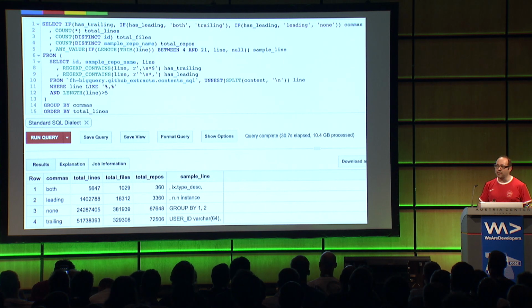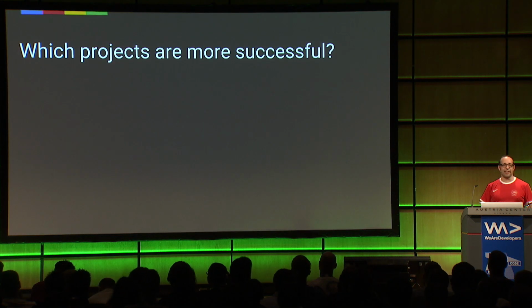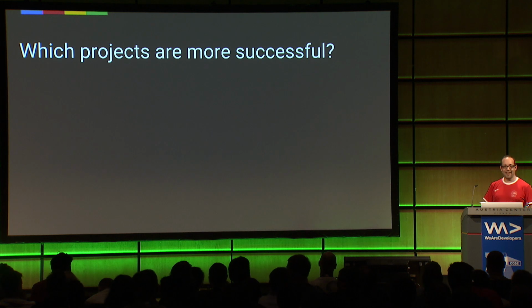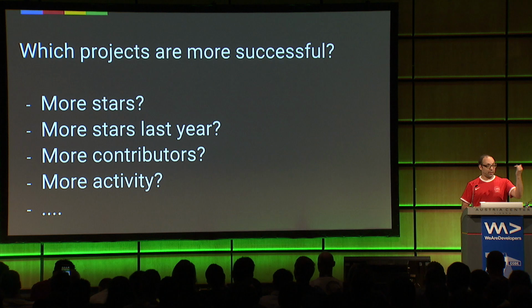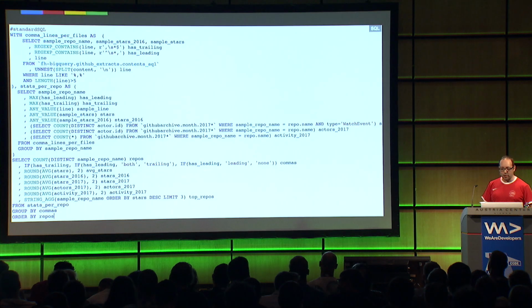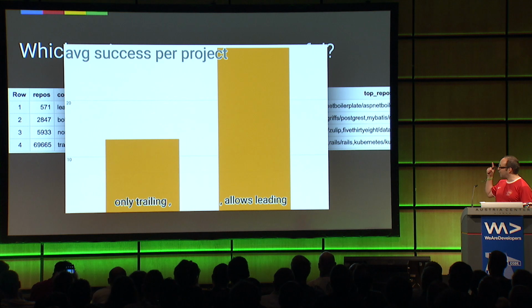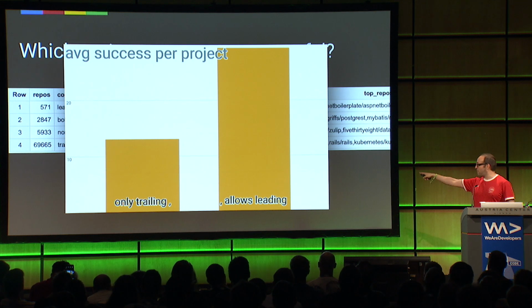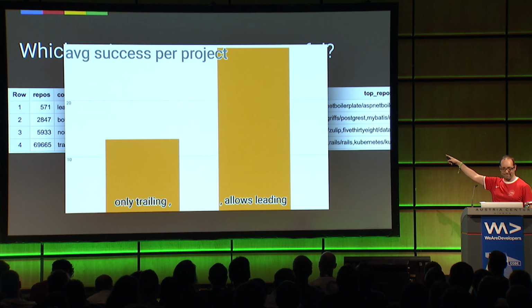But I was not ready to give up. What projects are more successful? And how do you even measure success? More stars last year, number of contributors, activity. So I went and I ran this query, huge query. I got these results, and my results are that projects that allow commas at the start are double as successful.